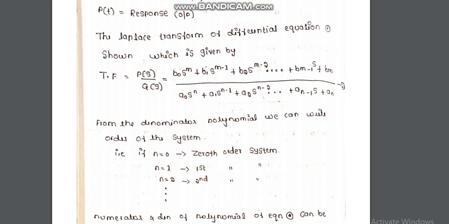So in the denominator it is a naught s to the power n. From there, if the value of n is equal to 0, then we call that system a zeroth order system. If the value n is equal to 1, then we call it a first order system. If n is equal to 2, then it is a second order system, and so on.